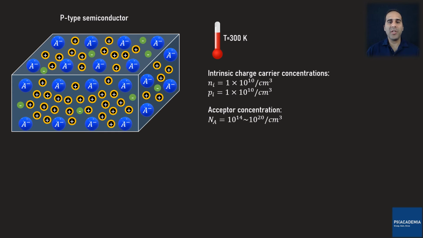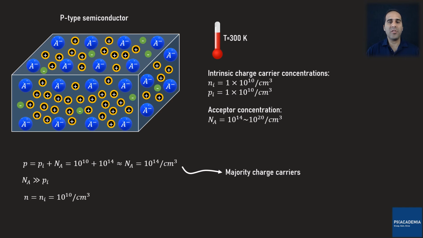As long as the ionization energy is not that big, at room temperature, the concentration of holes, which is Pi plus Na, is almost equal to Na. This is because Na is much larger than the intrinsic concentration Pi. In a P-type semiconductor, the free electron concentration remains intact and equals Ni. So in a P-type semiconductor, the majority charge carriers are holes and minority charge carriers are free electrons.